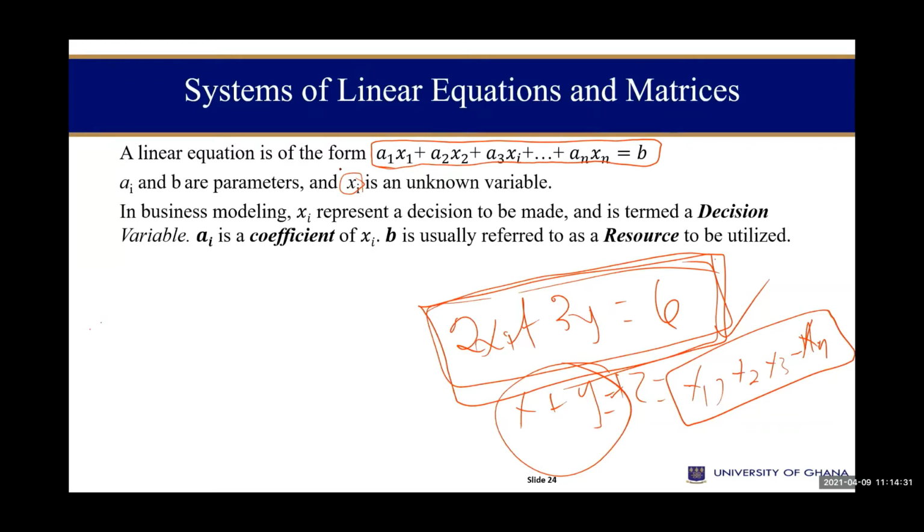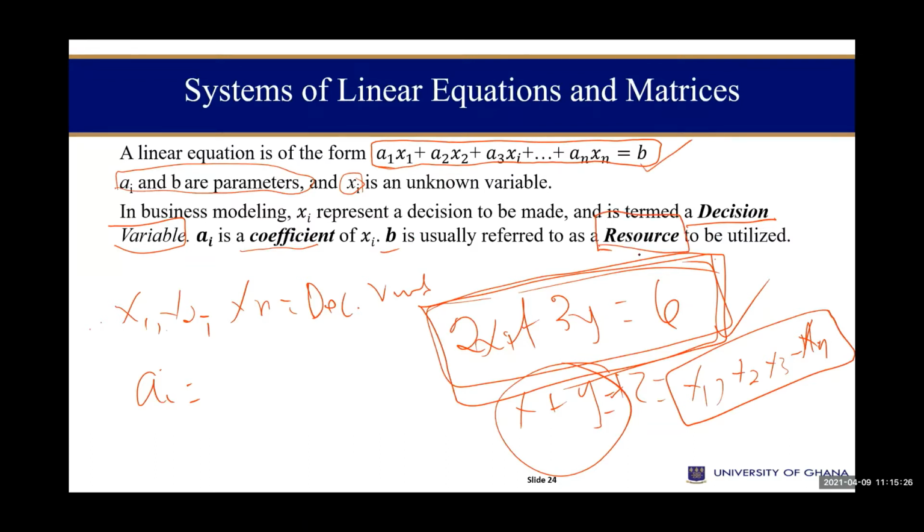The ai and b are also referred to as parameters. Please note that. However, because we are in the business class and we want to do business modeling, we are redefining the xi's, ai's, and b, those parameters. Therefore, we are going to call all xi decision variables. So x1, x2, to xn will be referred to as decision variables. Then ai will be referred to as the coefficient of the decision variable. The coefficient for each decision variable should be defined. Then b, in this case, will refer to the resource to be utilized.